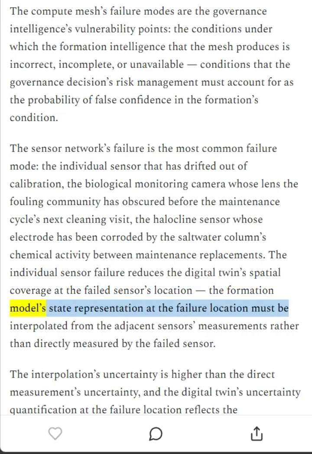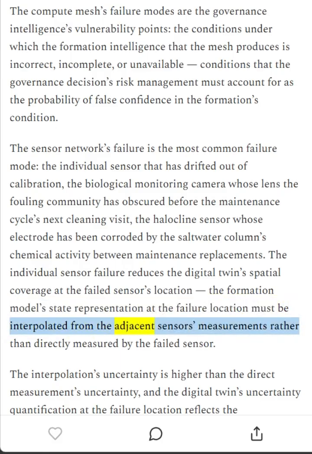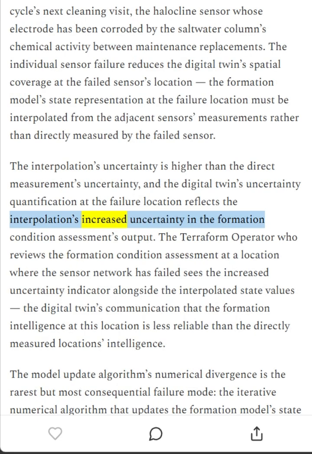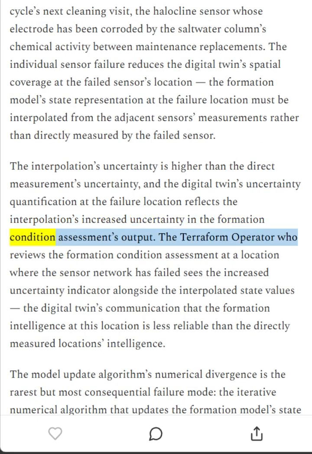The formation model's state representation at the failure location must be interpolated from the adjacent sensor's measurements rather than directly measured by the failed sensor. The interpolation's uncertainty is higher than the direct measurement's uncertainty, and the digital twin's uncertainty quantification at the failure location reflects the interpolation's increased uncertainty in the formation condition assessment's output.